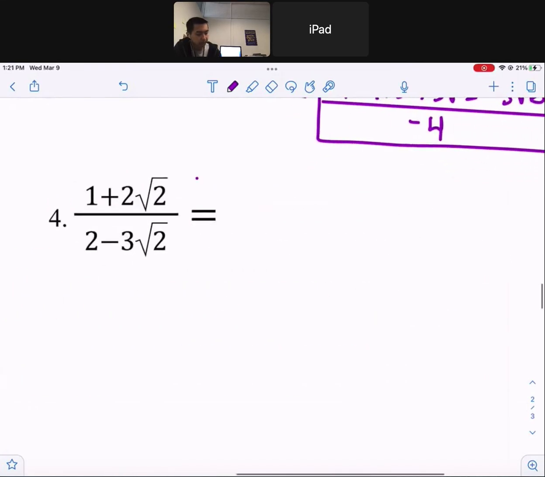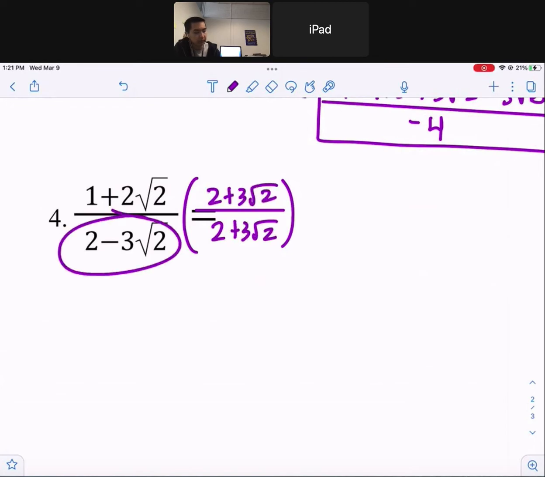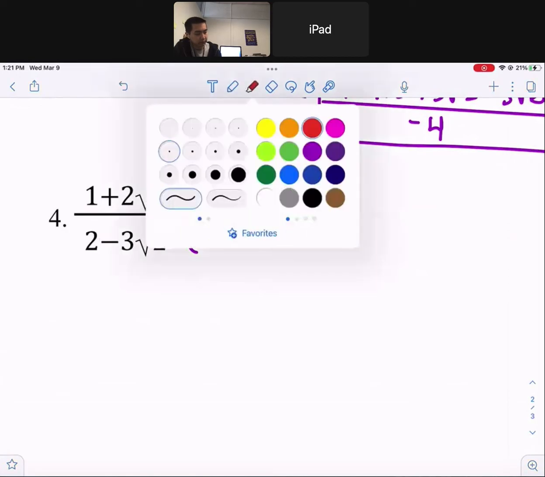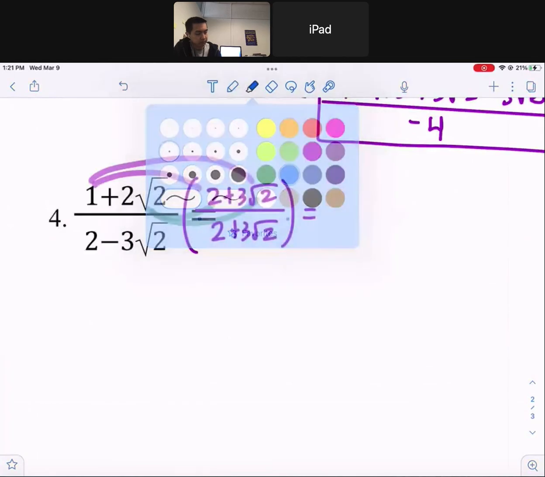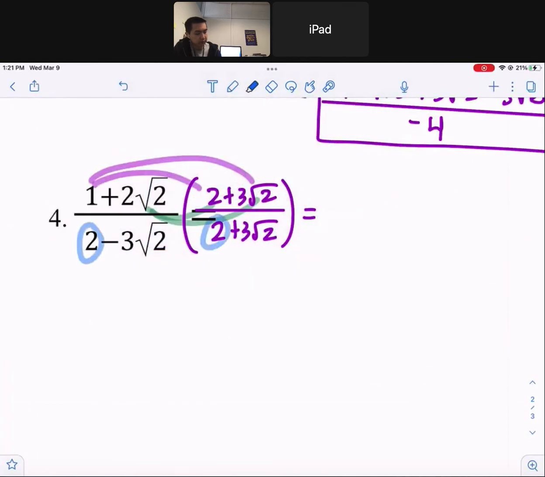Number 4. So multiply top and bottom, you guys, by 2 plus 3 rad 2. Because remember, take the denominator, but it's the opposite sign of that. So let's distribute this. So 1. And then those. And then this 2 with that 2. And this negative 3 rad 2 with this 3 rad 2.